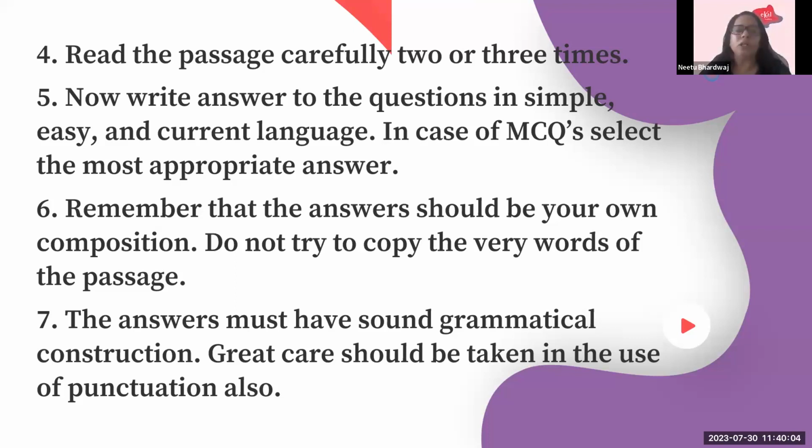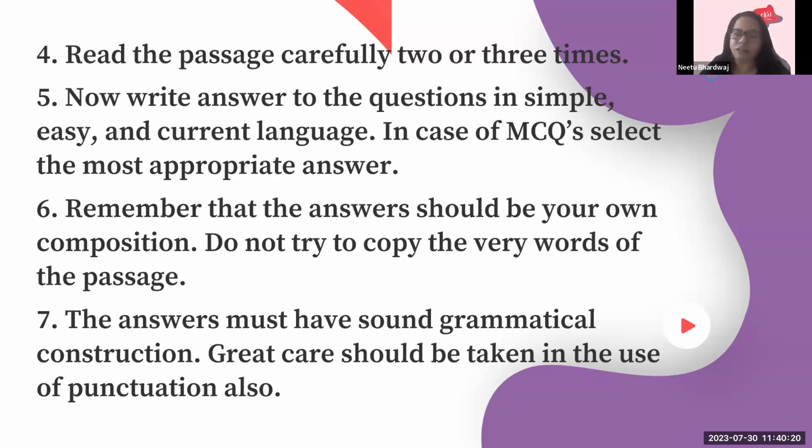So, comprehension needs a little bit of time. You need to take care that you read it once and twice. You need to read the questions first and then the passage. And then you need to write your answers in your own language.